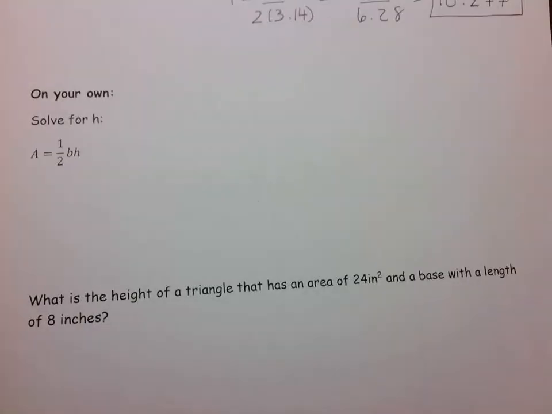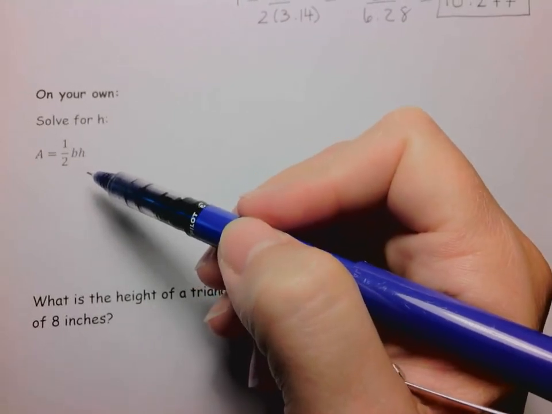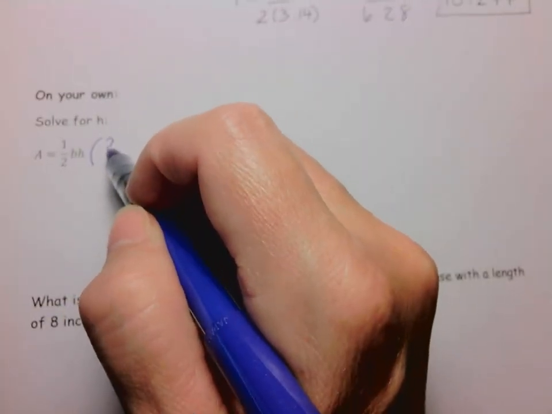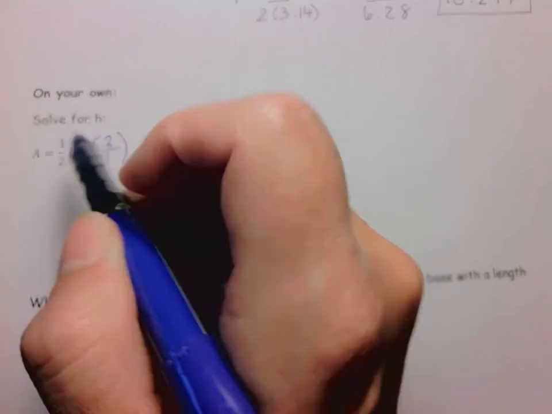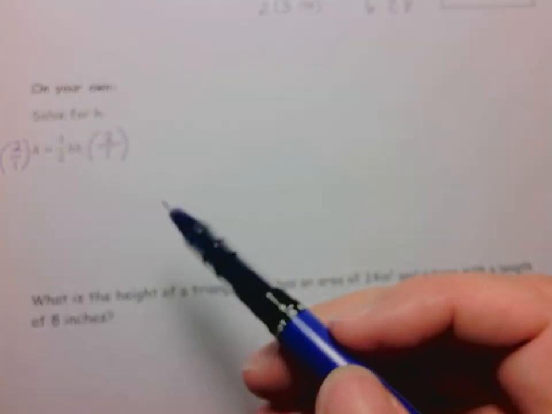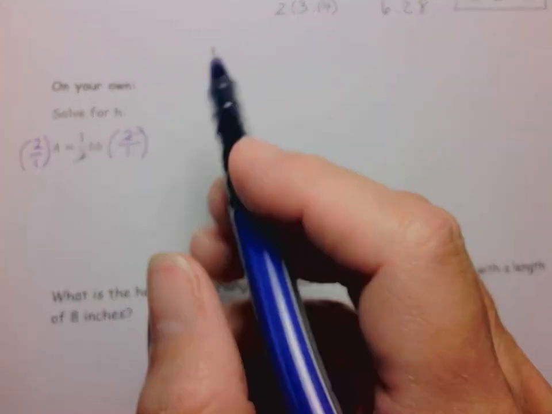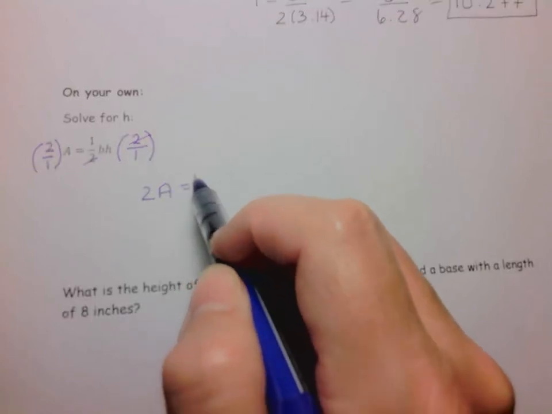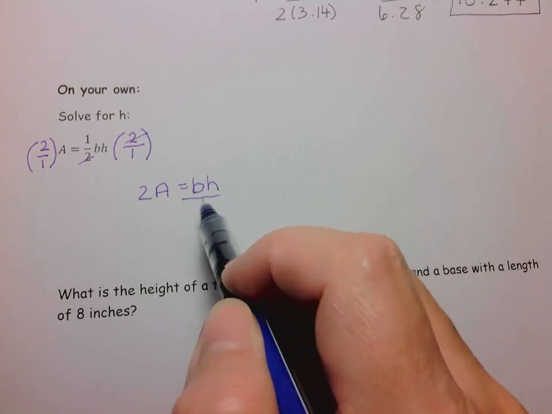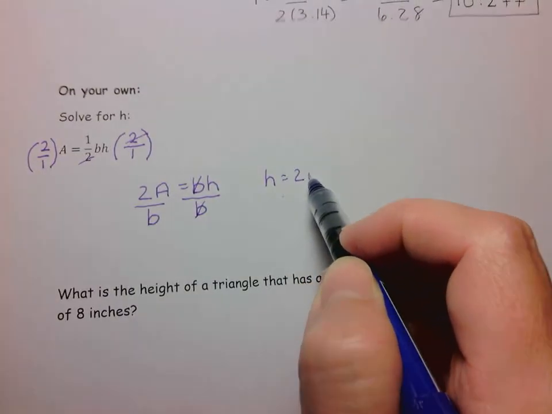Okay, it says solve for h. So I have a fraction here, so I want to get rid of the fraction, so that means I'm going to multiply both sides by the denominator. Or you can think of it this way. I have 1/2, and so I want to multiply both sides by the reciprocal. So I'm going to multiply both sides by 2/1. And once I did that, these cancel out. And so then I'm left with 2a equals the base times the height. And then it says I want to solve for h. So that means I'm going to divide both sides by the base. And then I'm left with the height equals 2a divided by b.